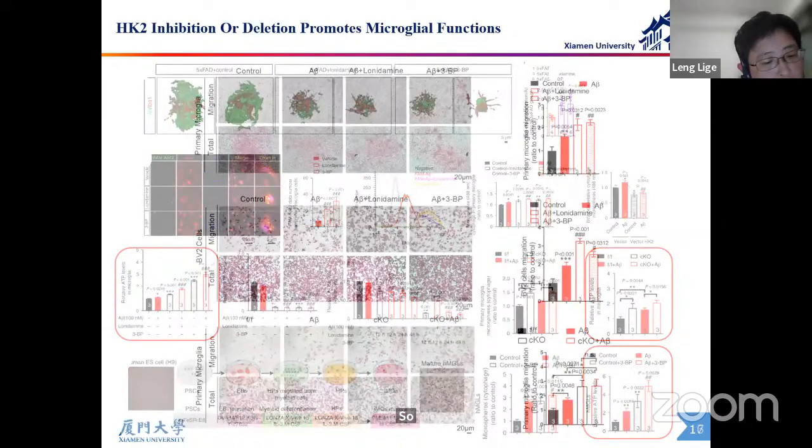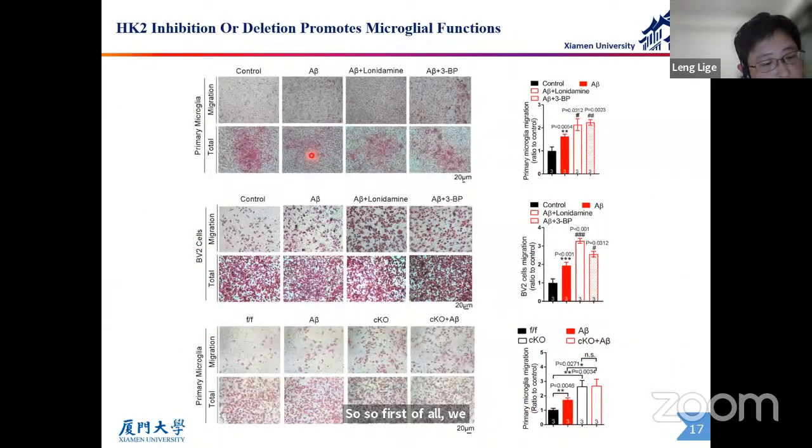First we tested the migration ability of microglia. Notably, genetic depletion or pharmacological inhibition of HK2 significantly promotes the migration ability of primary microglia or BV2 cells. BV2 cells is a mouse microglia cell line.